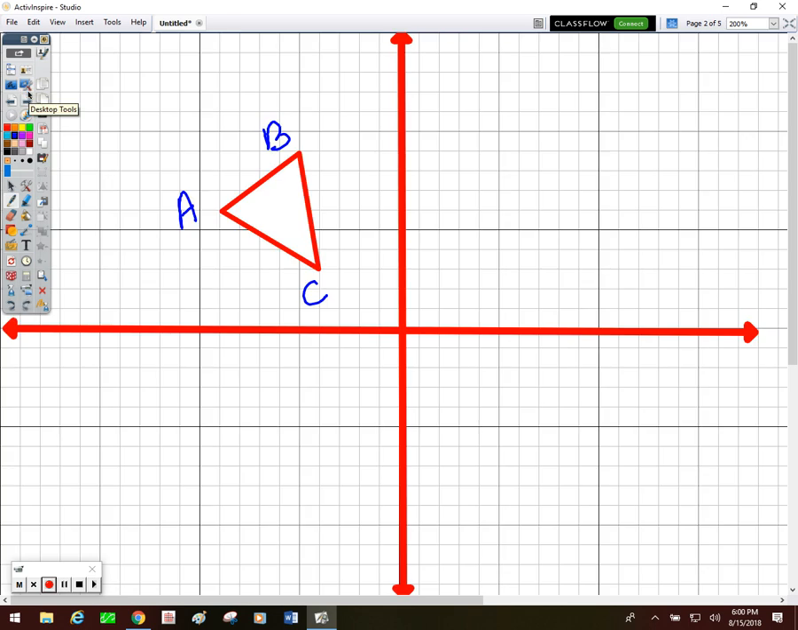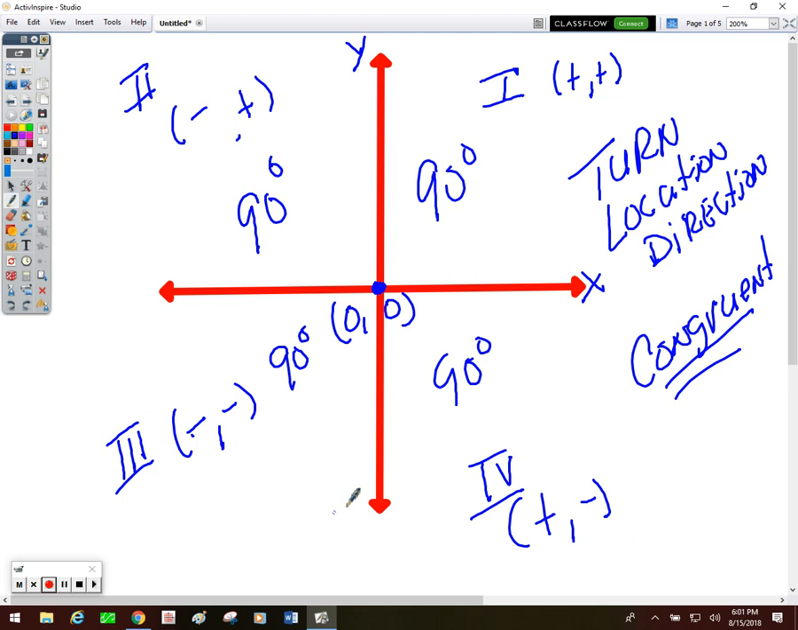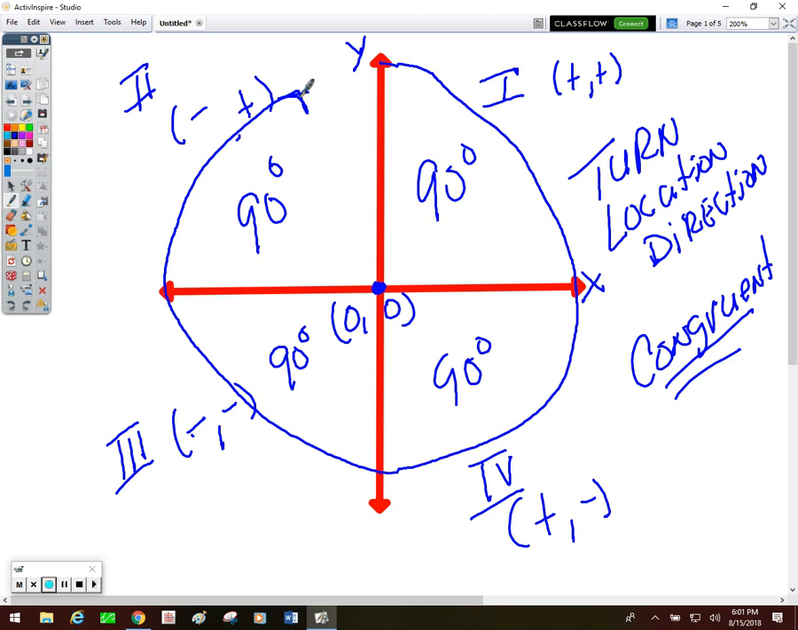Okay, so let's take a look at what we have. Same kind of graph we just used, except now instead of translating, we're going to rotate. Here I have triangle ABC, and I want to rotate triangle ABC 90 degrees clockwise. Remember, clockwise is going from the left to the right. If I'm going in this direction, just like a clock, this is clockwise. So clockwise is to the right.